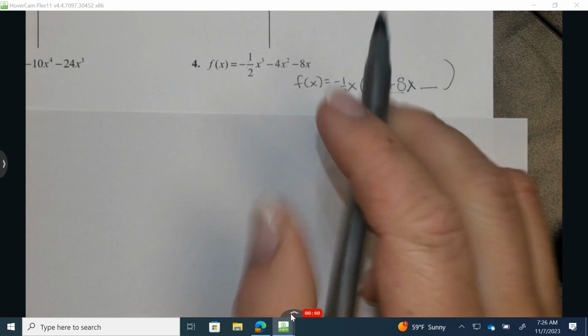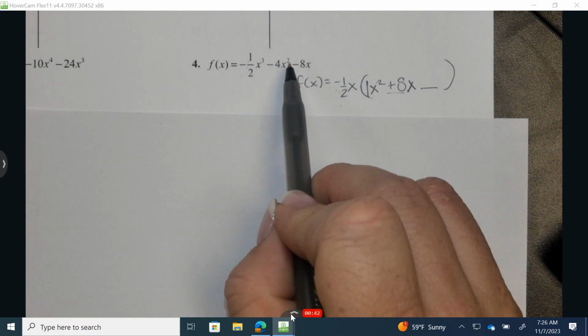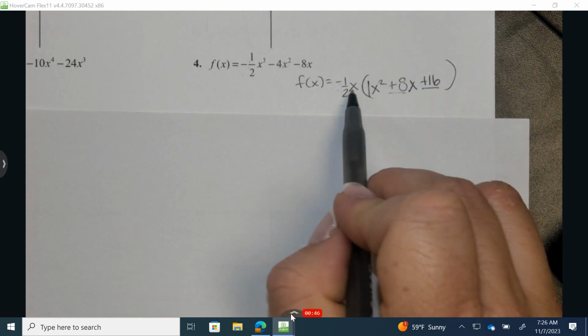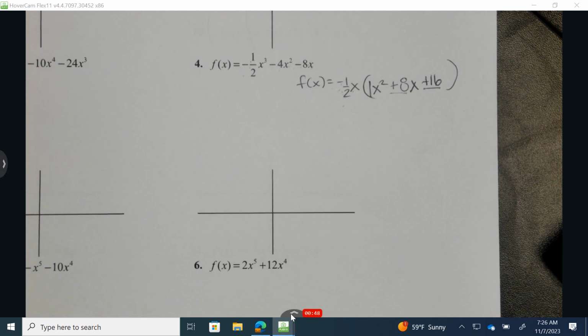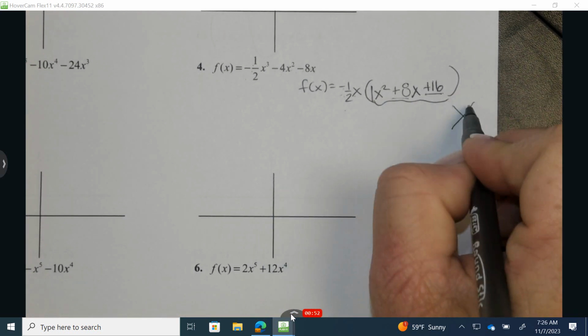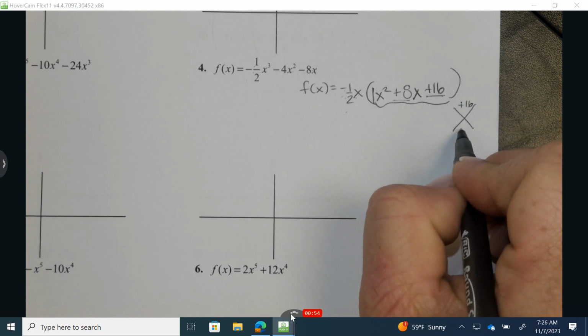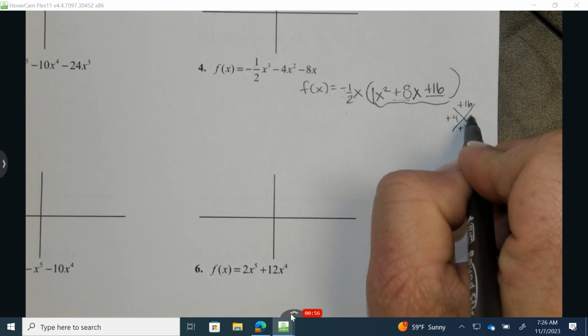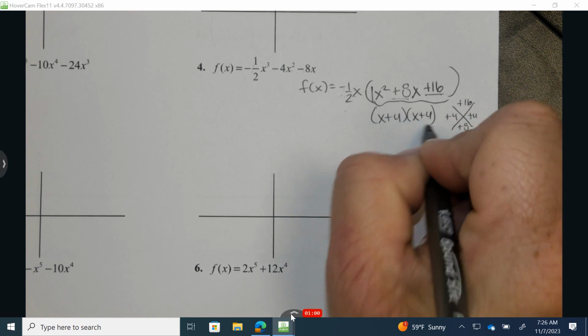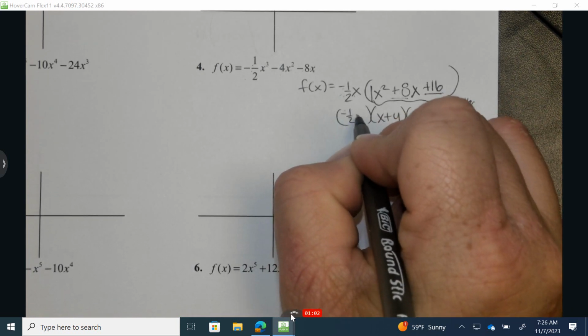What value times negative 1/2 provides you a negative 8? That would be a positive 16. I need 1 x, and I already have it. Okay, I recognize here that I can factor. What multiplies to give us 16 and combines to give us 8? Positive 4 and positive 4, so this is x plus 4, x plus 4, and negative 1/2 x.